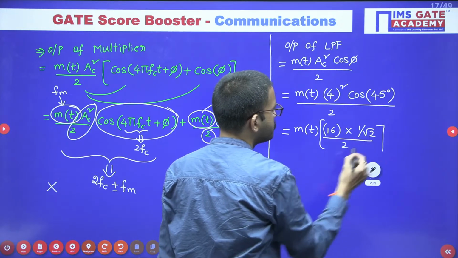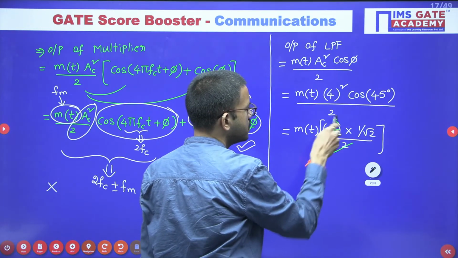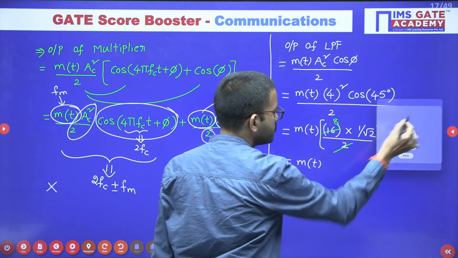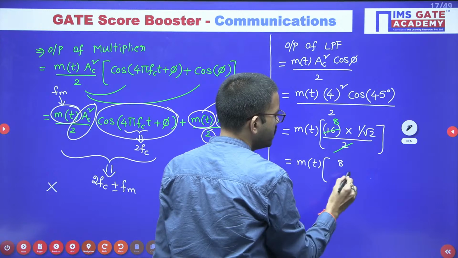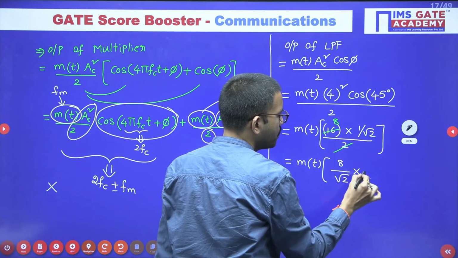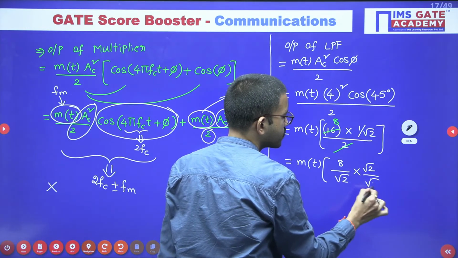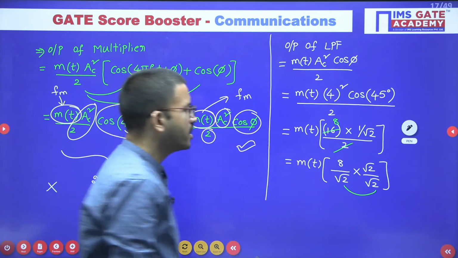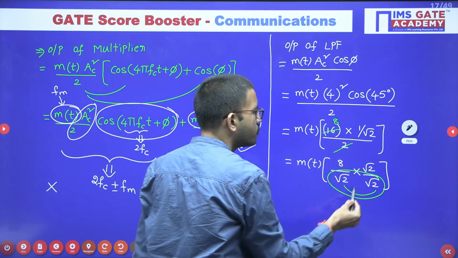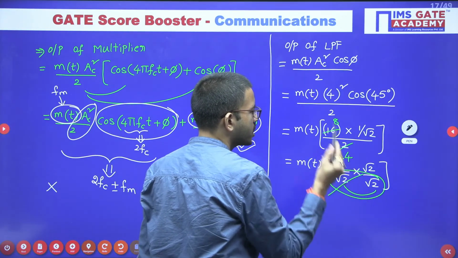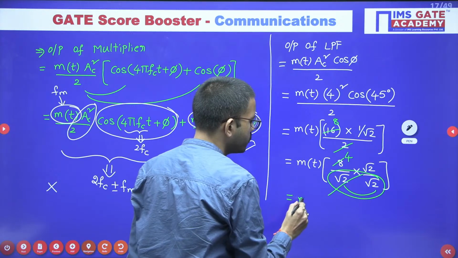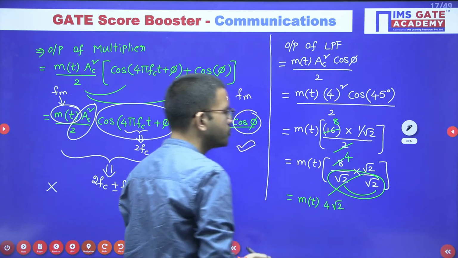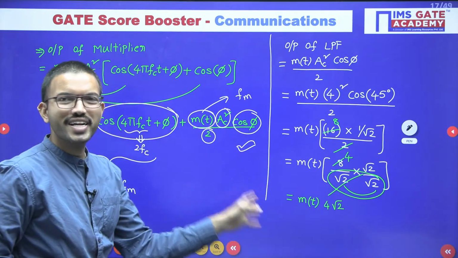Here in the denominator you have 2. So 2 8s are 16. So m of t into 8 by root 2 you get. So you can multiply and divide with root 2. Root 2 into root 2 is nothing but 2. Right, so here 2 4 times. That means you get m of t into 4 root 2. So this is the output you are getting.